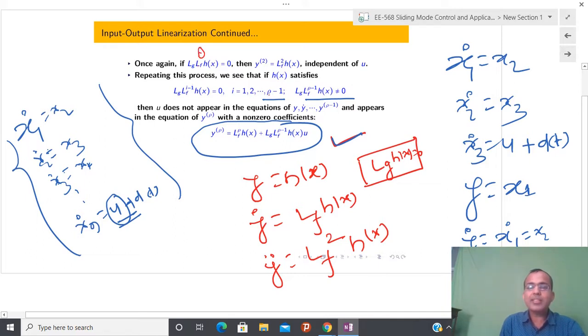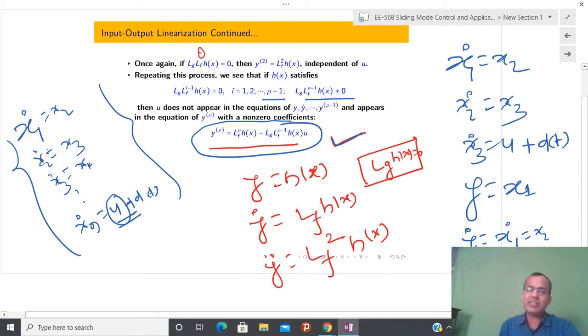So I am going to do this process up to rho times, and once you do this process for rho times, it means that for rho minus 1 times control is not going to appear. Only then can I write this kind of structure.